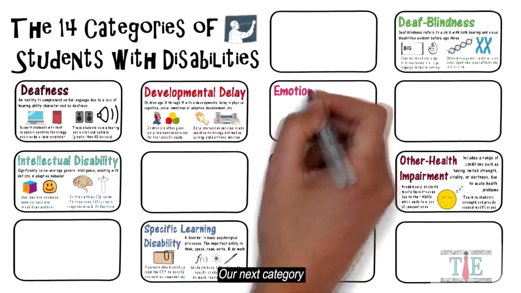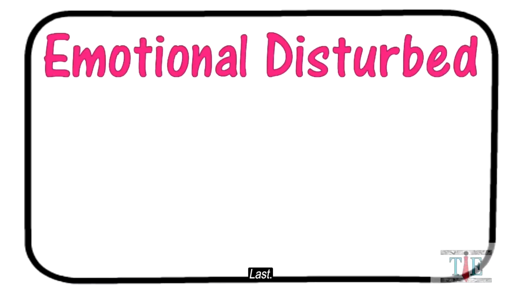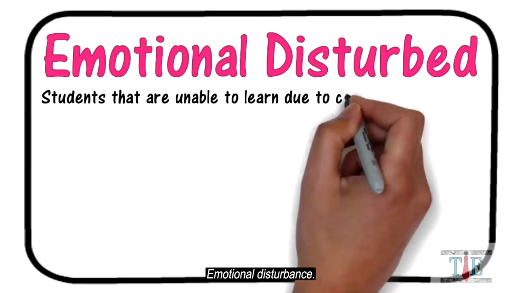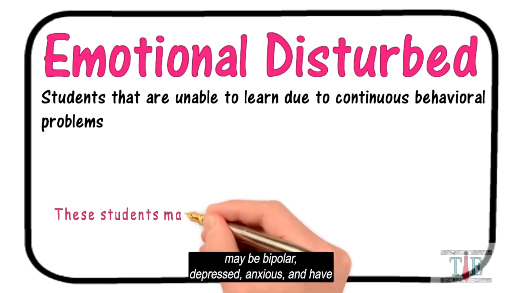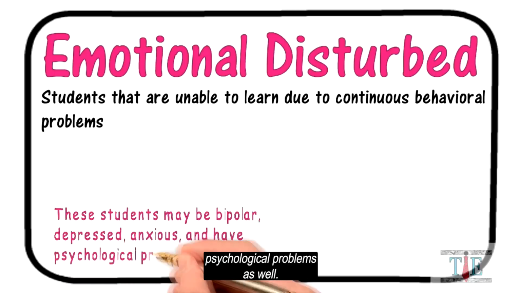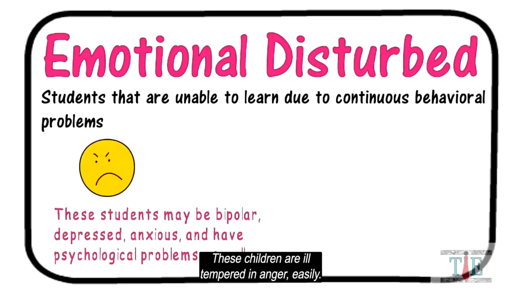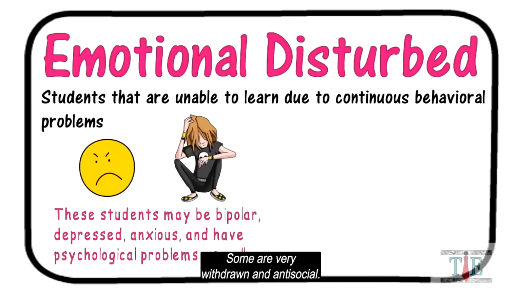Our next category is emotionally disturbed, or emotional disturbance. These students may be bipolar, depressed, anxious, and have psychological problems as well. These children are ill-tempered and anger easily. Some are very withdrawn and antisocial.